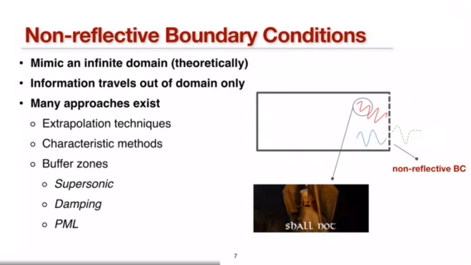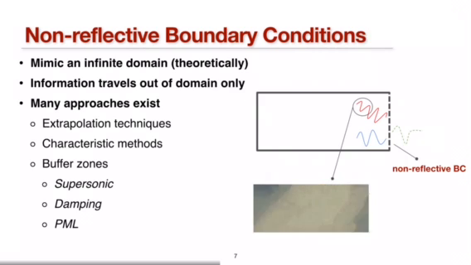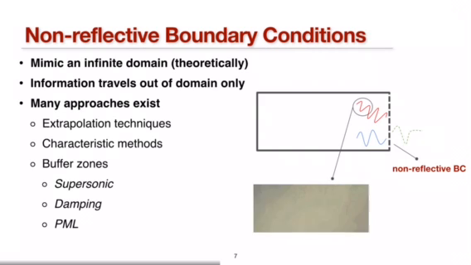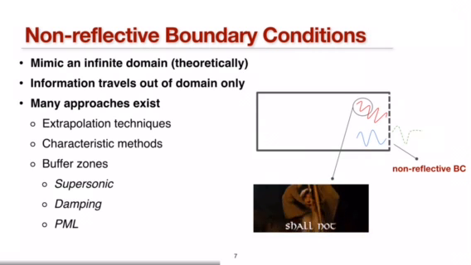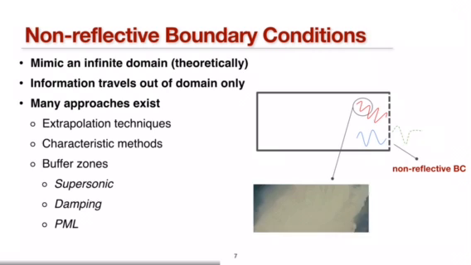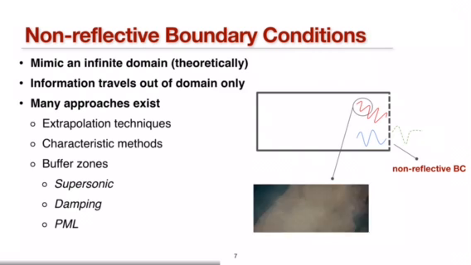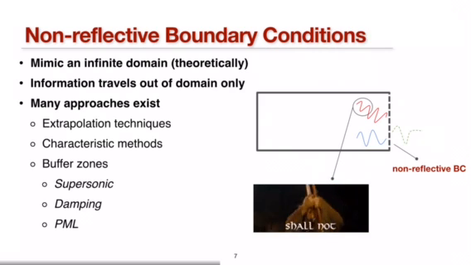Next, we move on to non-reflective boundary conditions, also known as far-field or open boundaries. So what exactly are they? The idea behind them is pretty straightforward, though, to mimic an infinite domain, in a theoretical sense, that is. This basically implies that all the information should travel only out of the domain, without admitting any reflections back in whatsoever, hence the name, non-reflective. Many approaches do exist. Some use extrapolation methods, while others make use of characteristics of the PDE itself. Other methods are more intrusive and may be categorized under so-called buffer zone techniques.